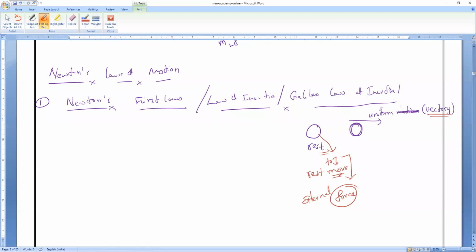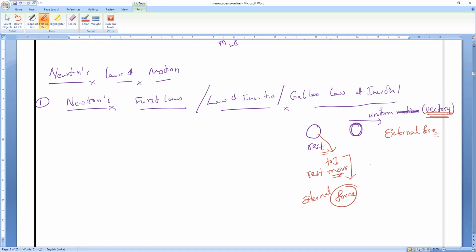In the same way, when the body is in uniform velocity, if you want to increase the velocity or decrease the velocity, or you have to stop it, definitely here also we need an external force. Am I right or wrong, everybody? Please respond. Yes, sir.